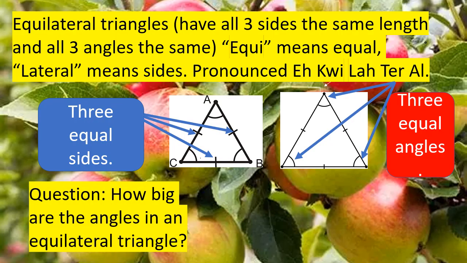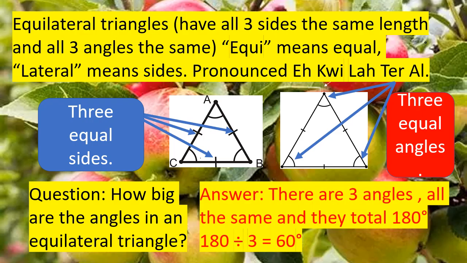Question: how big are the angles in an equilateral triangle? And the answer, there are three angles, all the same, and they total 180 degrees. So 180 divided by 3 equals 60. So in an equilateral triangle, all the angles are 60 degrees.